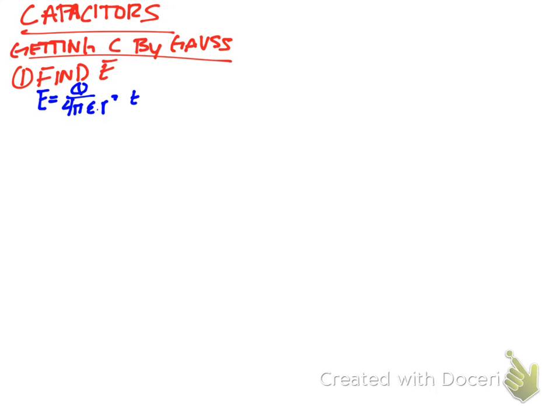For a cylinder, E is equal to lambda over 2 pi epsilon naught r. And for parallel plates, E is equal to sigma over epsilon naught. Now you'll notice that each of these has that epsilon naught underneath of them. That can always change.